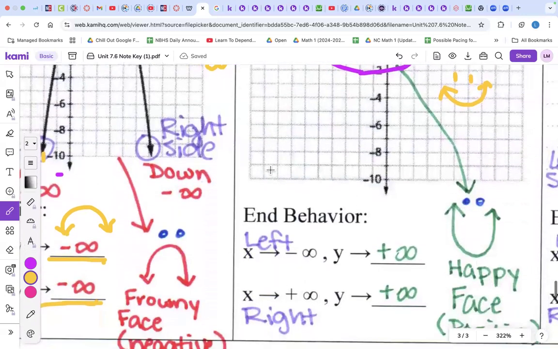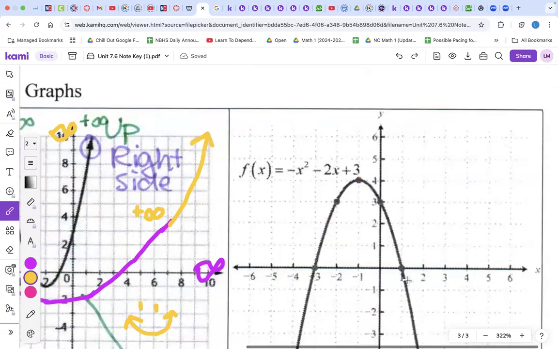As x approaches positive infinity, y approaches positive infinity. You see, I need you to notice once again, both of these answers are going to be the same. Not the same as x, but the same as each other. Happy face. All right, let's look at this one.